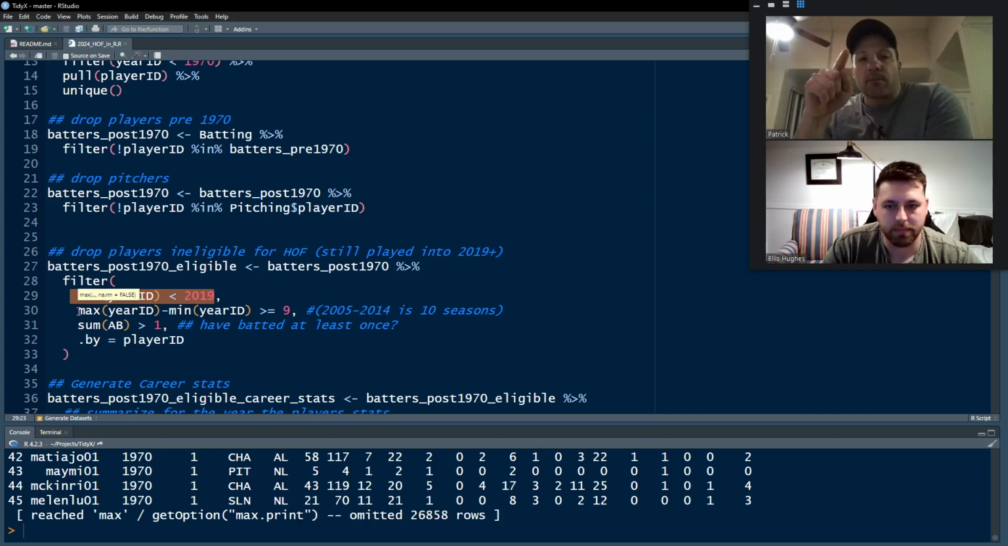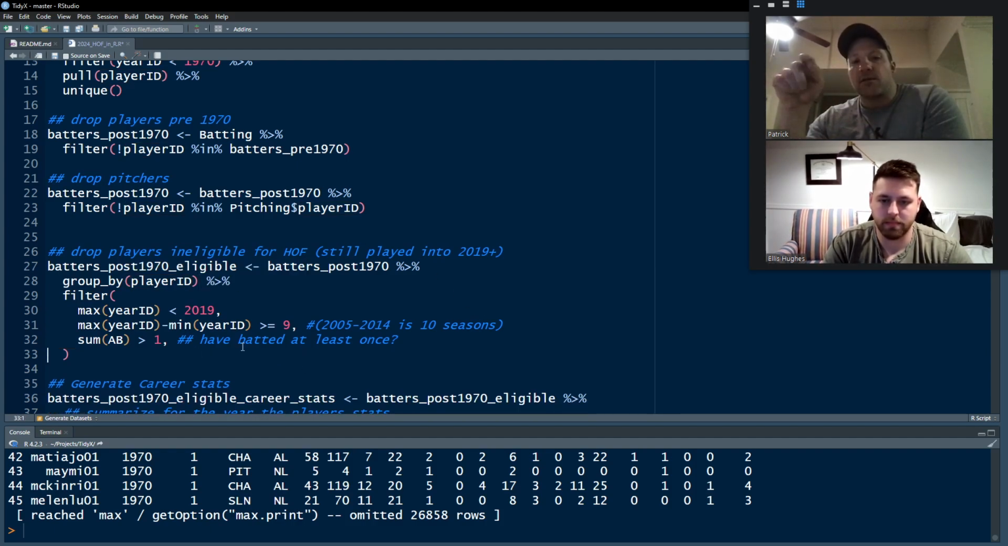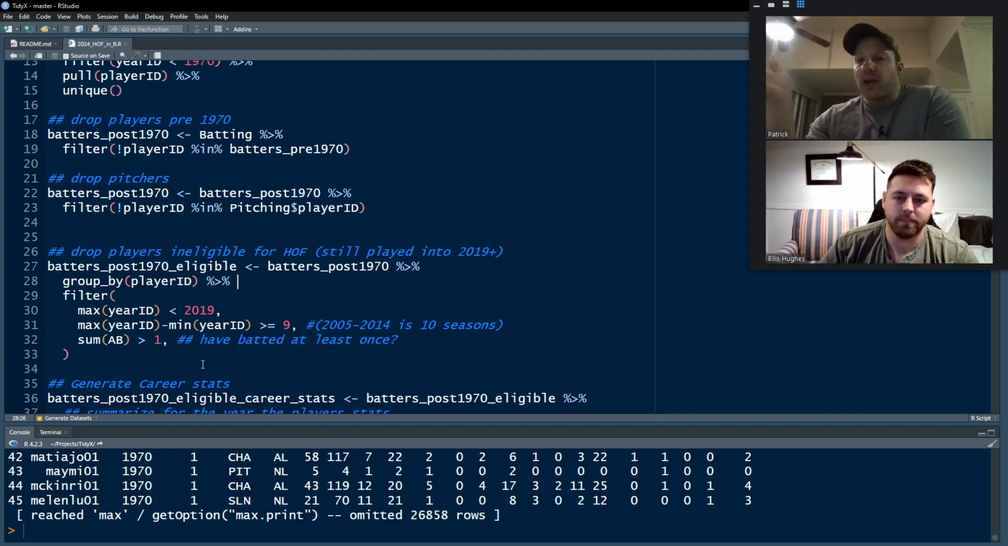The one quick note I'll say here is because Ellis has a newer version of tidyverse, he didn't have to put a group by in at the top. He actually wrote the .by directly into the filter. So depending on the version of tidyverse that you're using, you might have to switch the code around just a little bit, but that's the fix for it.